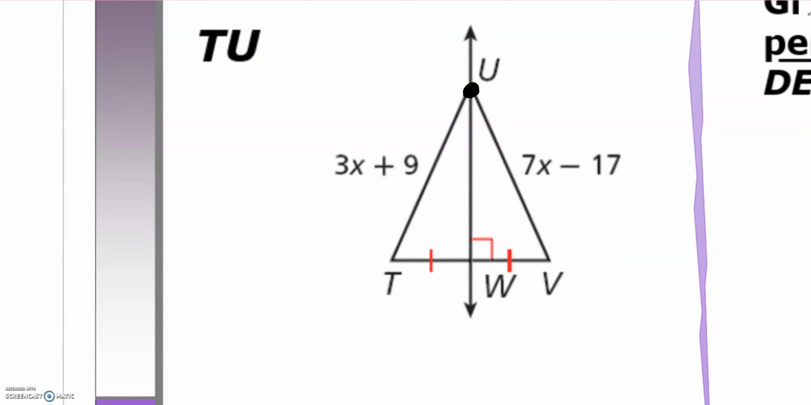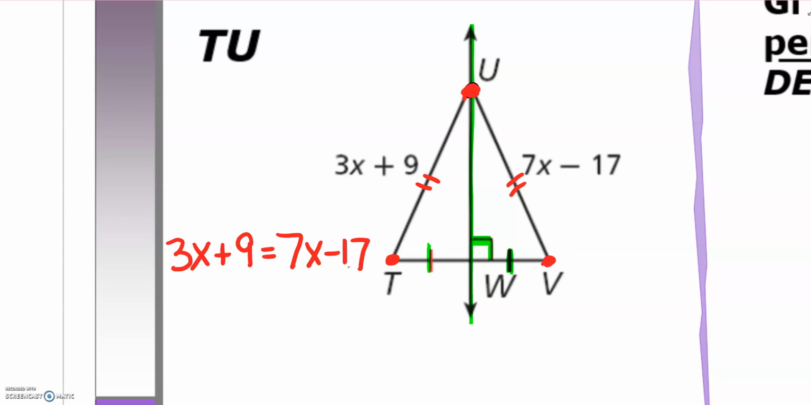All right, once again, I look at my picture, I realize I am dealing with a perpendicular bisector, and that perpendicular bisector has point U on it. Point U is equidistant to the endpoints of the segment it's bisecting. So that means 3x plus 9 equals 7x minus 17. Take a moment to solve for that. Pause the video if you need to.